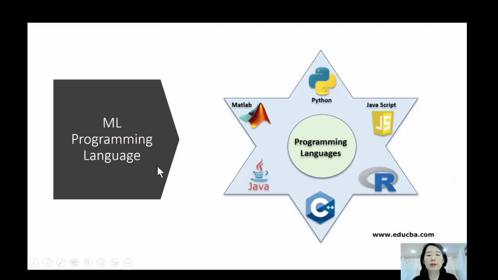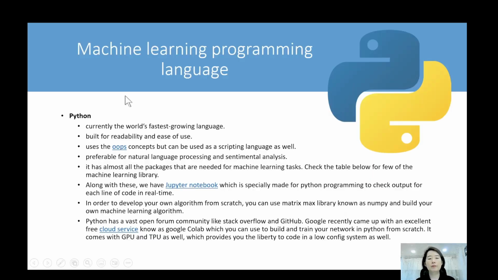Machine learning has many programming languages, like for example Python, JavaScript, R, Java, MATLAB, C++, and so on and so forth. Python is currently the world's fastest growing language. It's built for readability and ease of use. So Python, if you're interested, you can try this.